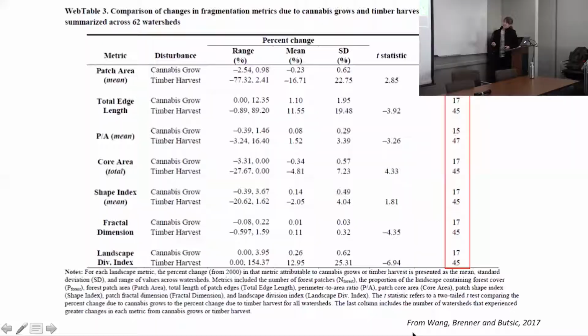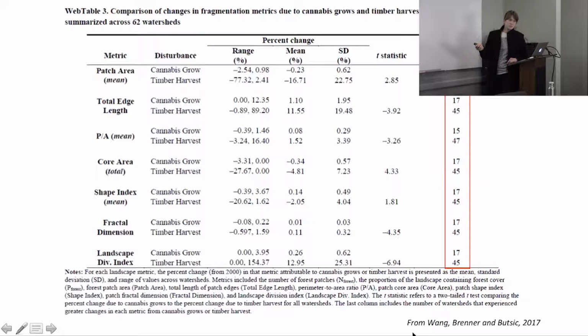But if you want to look at the data, Wang and Brenner and Butzik did a nice study in 2017 for Humboldt County where they actually quantified the fragmentation. You can see on the left-hand side here, a bunch of different fragmentation metrics. They compared cannabis cultivation fragmentation with timber harvest, which is the other major agent of fragmentation in that area. And what they saw is not super surprising. At a landscape scale, the fragmentation associated with timber harvest is a much bigger deal than cannabis cultivation. But in about a quarter of the watersheds, fragmentation associated with cannabis cultivation across all of the metrics they were looking at was more significant than that of timber harvest.